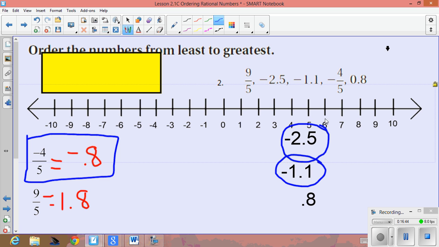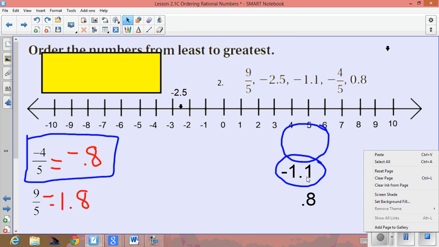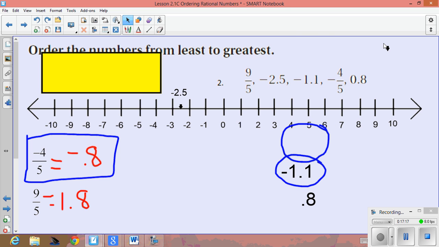So take a look at this as negative $2.50, negative $1.10, and negative 80 cents. The one furthest to the left would be negative $2.50, which would be between 2 and 3. So this would be the absolute smallest number here. Okay, then it's followed by negative 1.1. So 1.1 is just a little bigger than 1, and this will fit right in here.